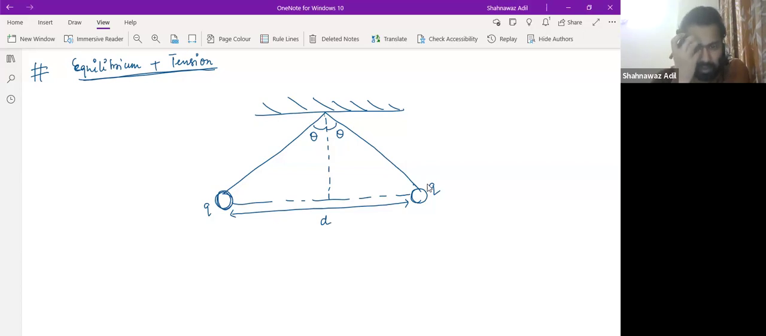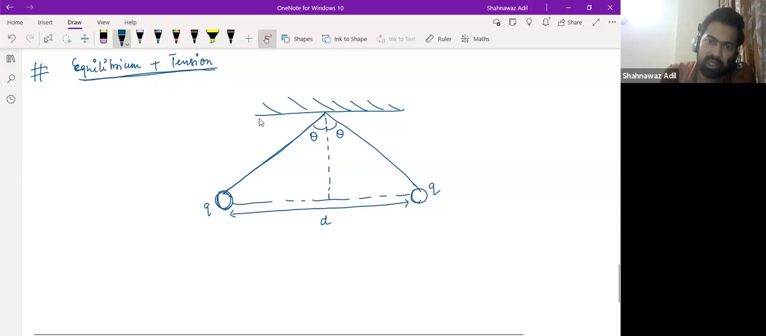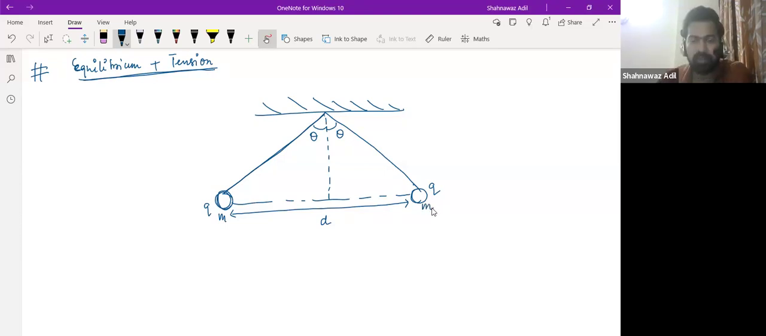Okay, so if this is theta, this is the string, and let's say the masses of these two charges are m. Its mass is m, and its mass is also m. So these are the masses.